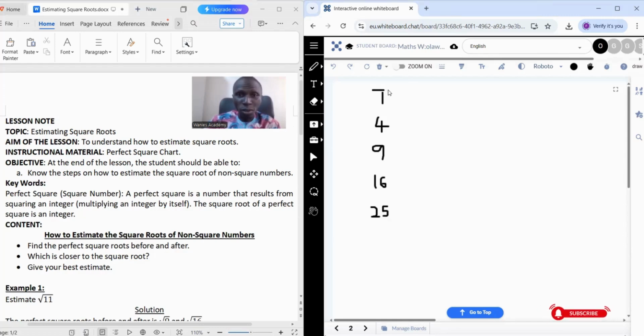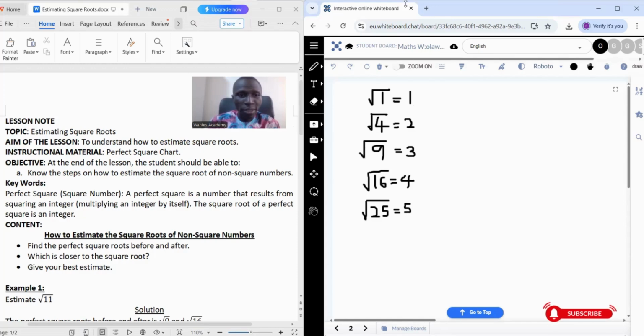If we look for the square root of 1, we're going to have this to be 1. The square root of 4 is going to give us 2. The square root of 9 is going to give us 3. The square root of 16 is going to give us 4. And the square root of 25 is going to give us 5.